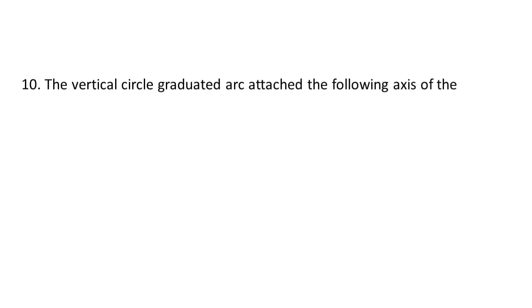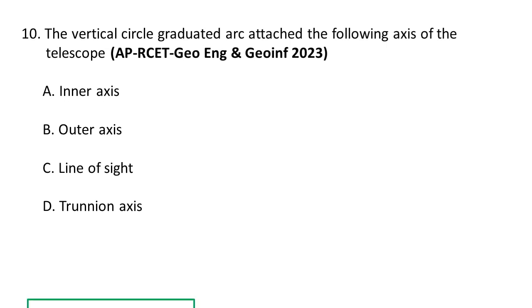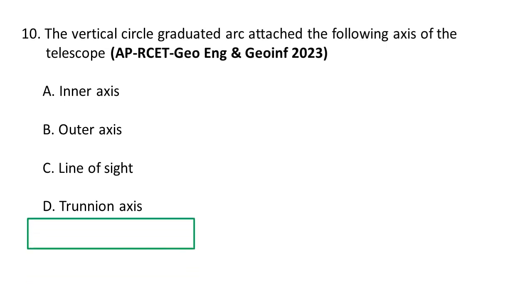Next question. The vertical circle graduated arc attached to the following axis of the telescope is known as A. Inner axis, B. Outer axis, C. Line of sight, and D. Trunnion axis. The correct option is the Trunnion axis. That is, the horizontal axis is also known as the Trunnion axis. The Trunnion axis is the axis around which a telescope rotates in a vertical plane, or can transit, in surveying theodolites and total stations.